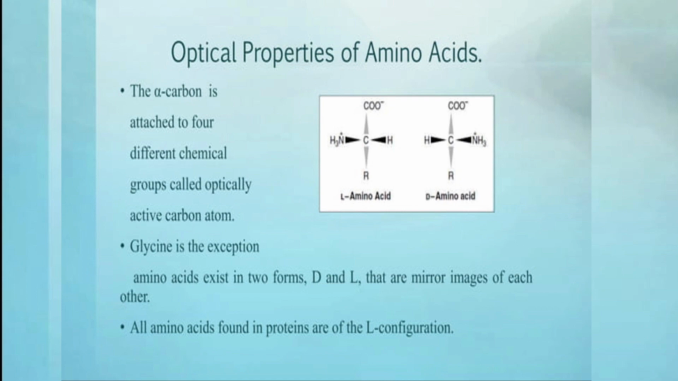Optical properties of amino acids. The alpha carbon is attached to four different chemical groups, called an optically active carbon atom. Except for glycine, amino acids exist in two forms, D and L, that are mirror images of each other. All amino acids found in proteins are of the L configuration.